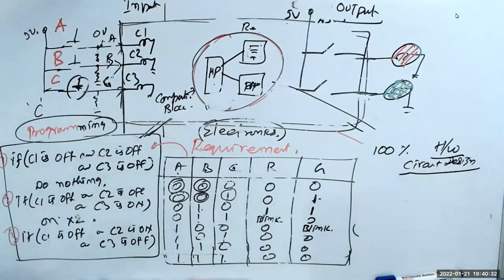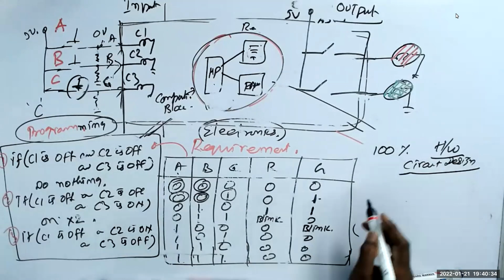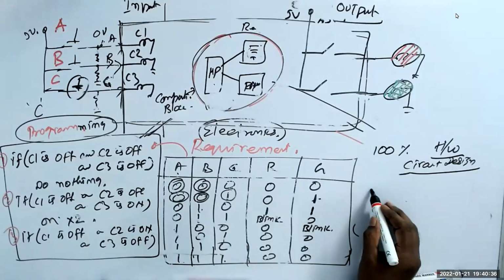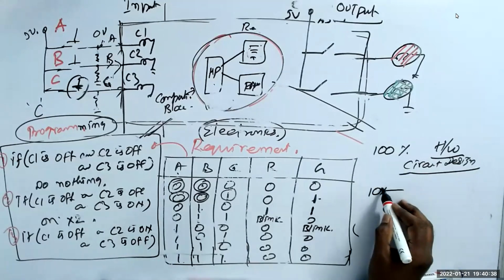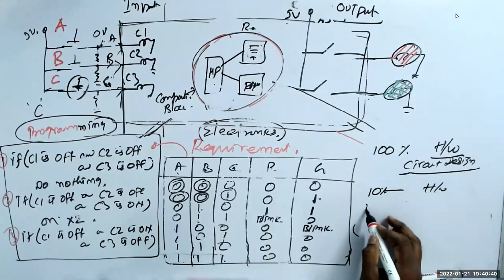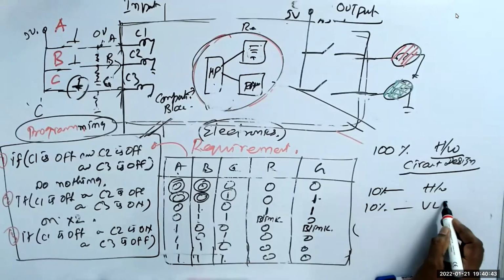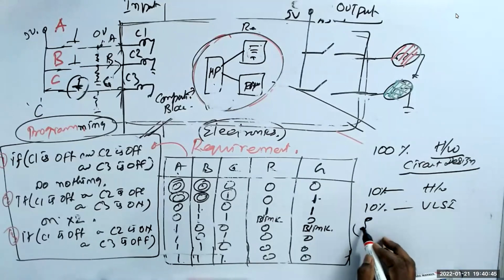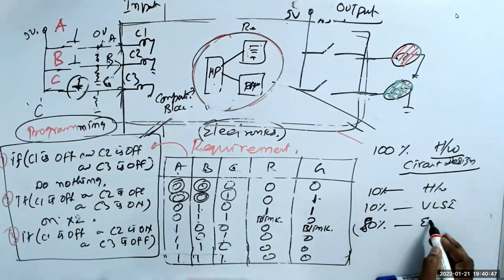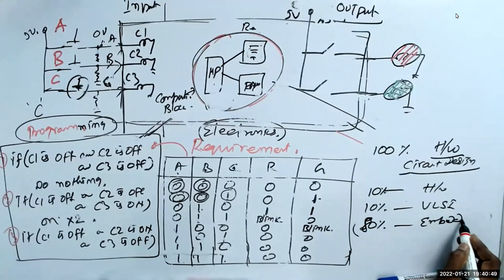But today, electronics is 3 fields: 10% hardware, 10% VLSI, and 80% embedded. I'll tell you why embedded became so famous.